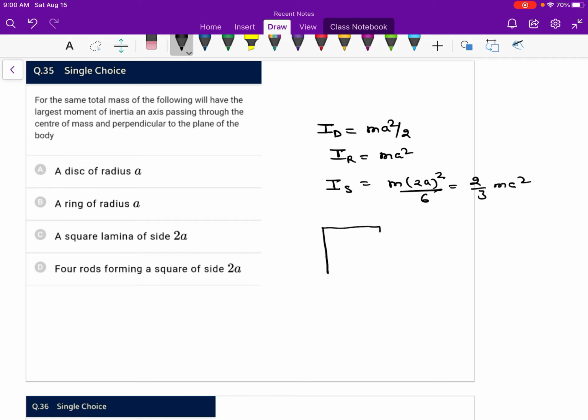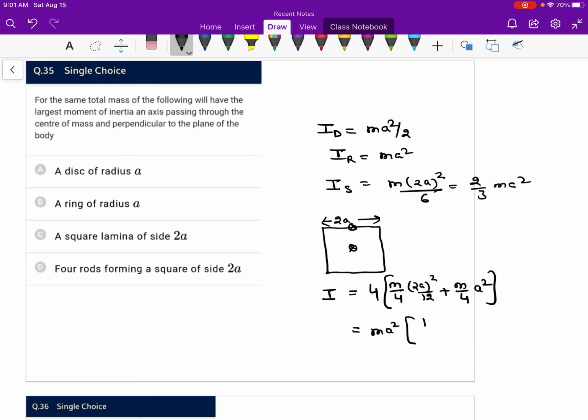And for the four rods of length 2a, MI will be m by 4 times first MI of one rod, which is m by 4 into 2a square by 12 plus m by 4 into a square. This is MI of one rod about the given axis, and we have 4 such rods, so this is 4 times. So ma square, 1 by 3 plus 1, which is 4 by 3 ma square. So D is the correct option.